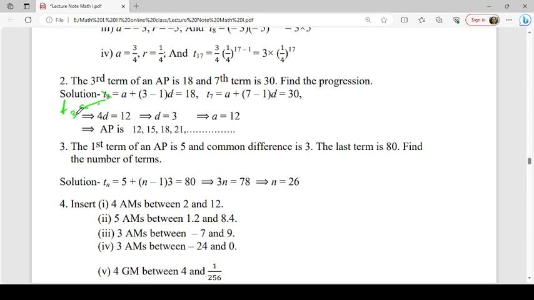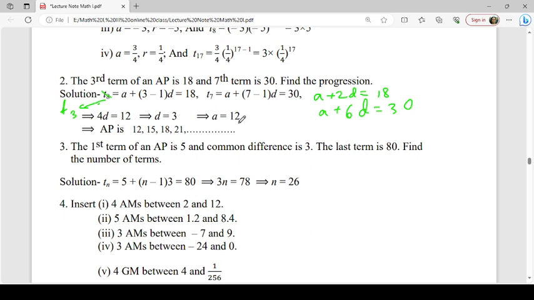T3 is equal to A plus (3 minus 1) D, which is 18, and T7 is A plus 6D, which is 30. So what we are getting: A plus 2D is equal to 18, then A plus 6D is equal to 30. So subtract it. So 4D is equal to 12.